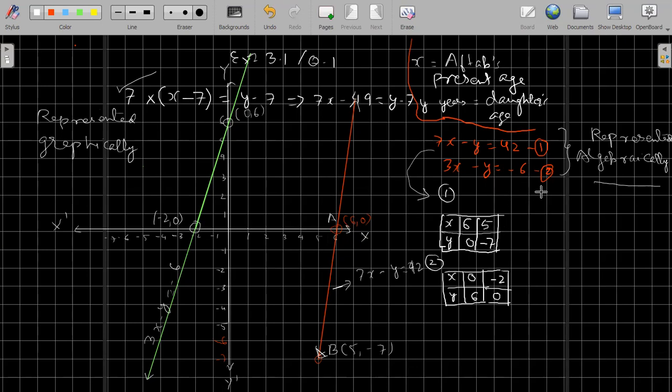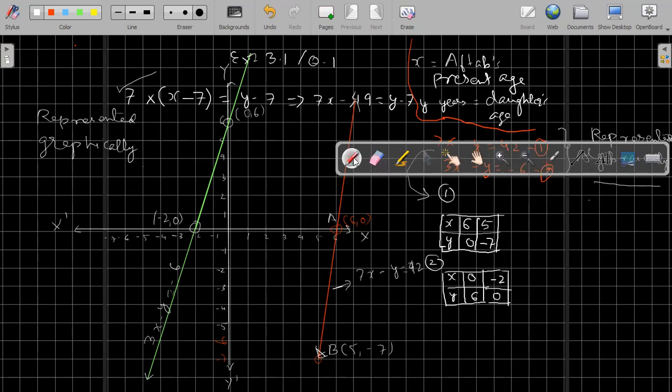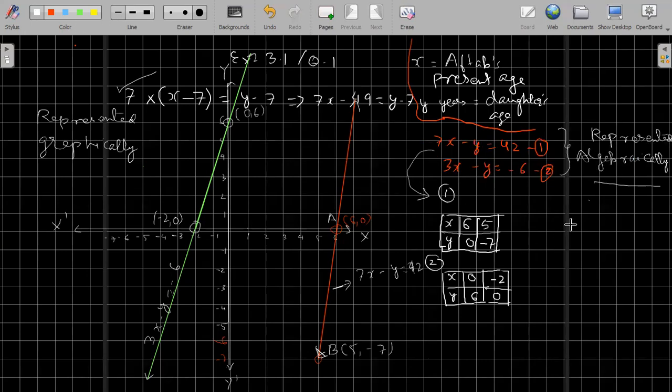Got it? So this is your exercise number 3.1. Question number 2 and 3 are on the same pattern. You can do it.